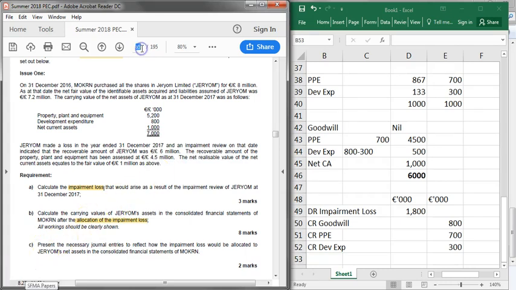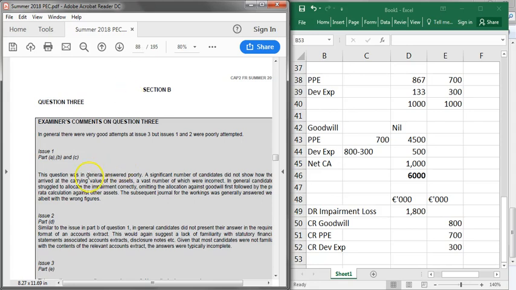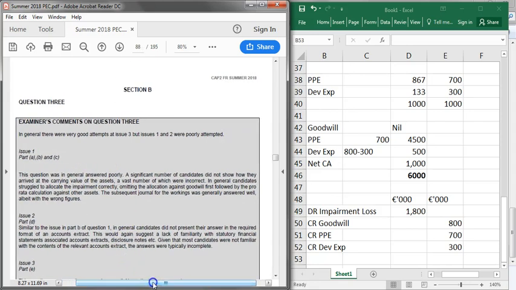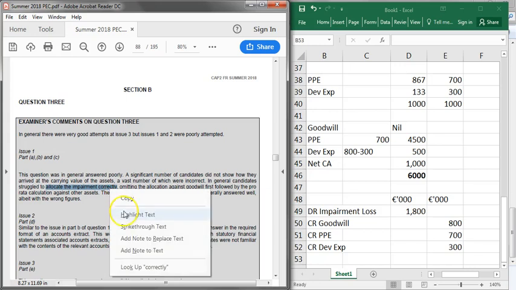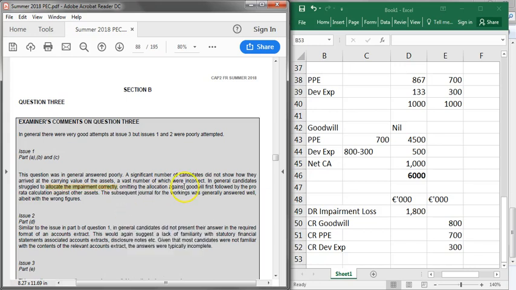So if we just look at the examiner feedback for that, generally poorly answered. Significant number of candidates did not show how they arrived at the carrying values. So didn't show your workings. Struggled to allocate the impairment correctly. And that's the key point where there's a lot of rules. They forgot the goodwill rule. They forgot the pro rata rule.